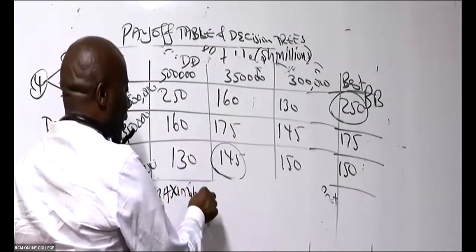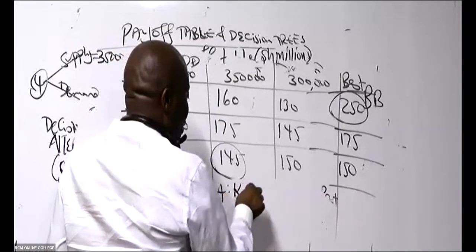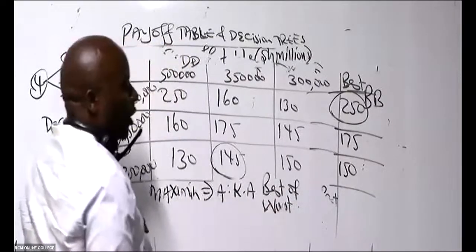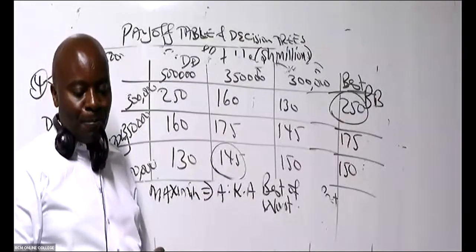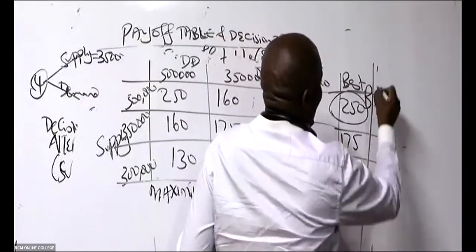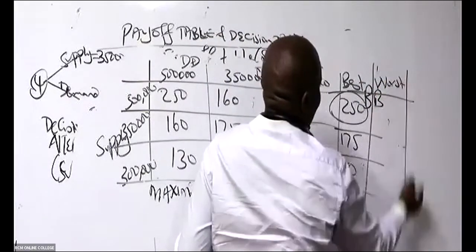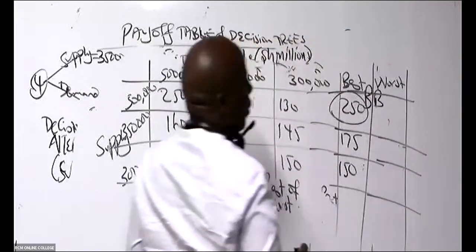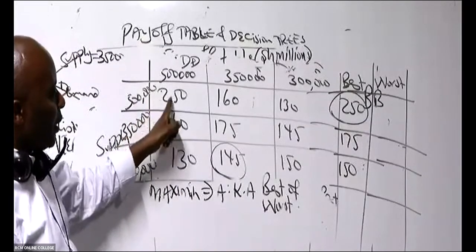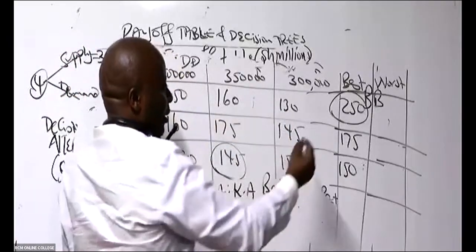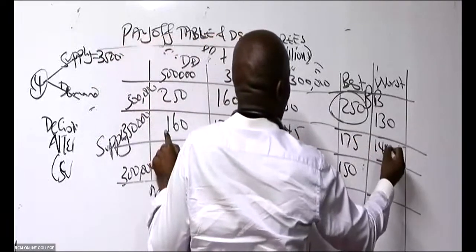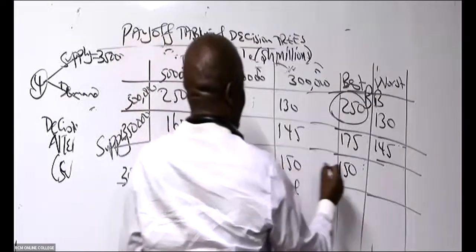So max mini is also known as best of the worst. So you create a column of worsts here. Don't grab this. You simply create a column of worsts, the worst profit. In this case here, the very worst is which one here, somebody? 130. And then we have the second one here, the very worst is 145. The very worst one here is 130.